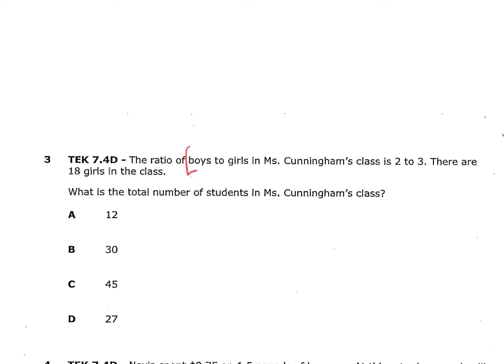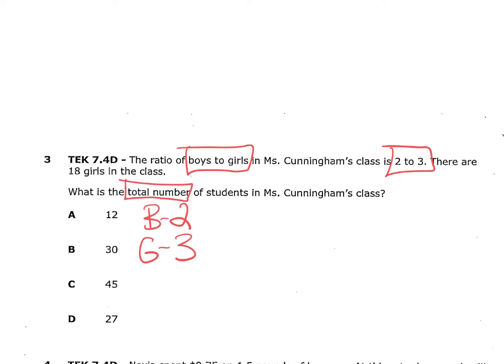So the first ratio we know is boys to girls. So I'm going to come over here real quick and write some of this down. So boys is 2, girls is 3, and we see in the question it asks for the total number. So I need to find the total from my ratio right here. So if it's 2 to 3, that means there are 5 students total.